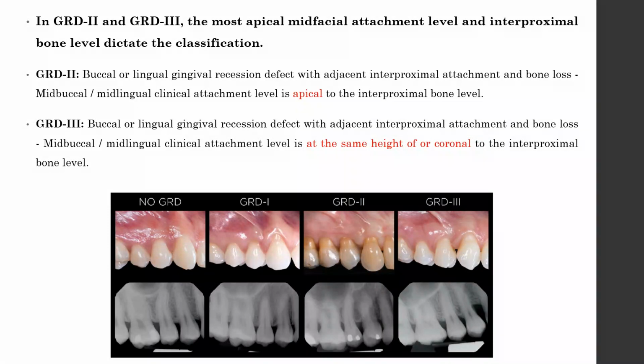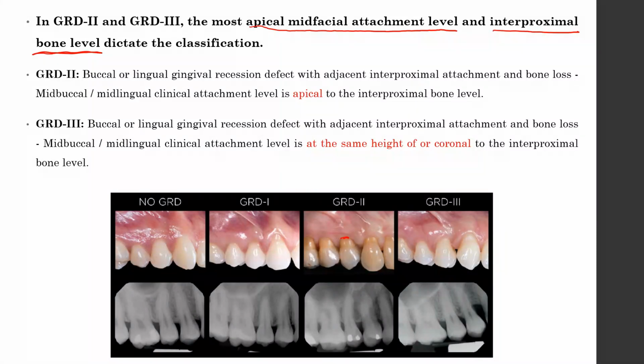So there is no bone loss, no interproximal attachment loss. Now in GRD2 and GRD3 they have considered two major things for the classification, that is the most apical midfacial attachment level and the interproximal bone level. The relative position of these two landmarks has been considered for GRD2 and GRD3. Midfacial attachment level means this part, if you see in the figure, and the bone level will be seen in the radiograph.